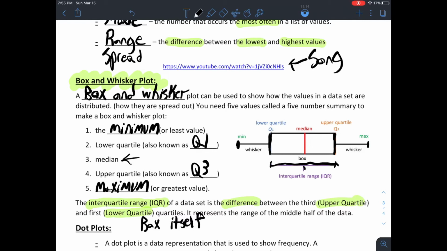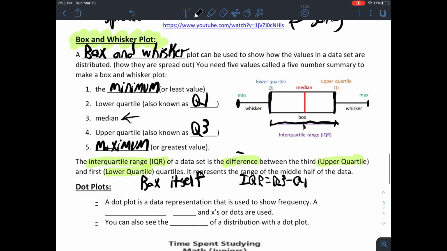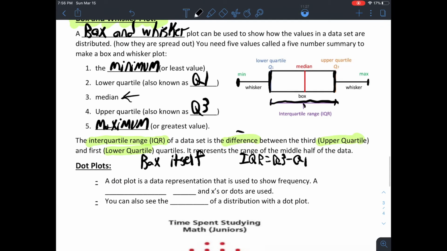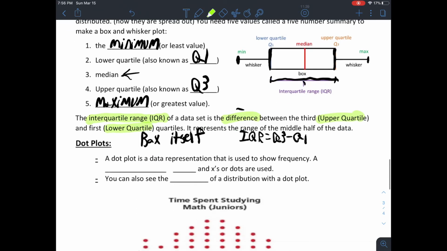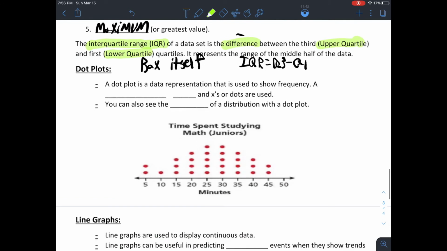And the formula we use to find the interquartile range is Q3 minus Q1. Remember, that word difference means subtract. So we will talk more about box and whisker plots when we go over how we can use our technology to actually calculate these 5-number breakdowns. We'll have a whole day on that later this week.